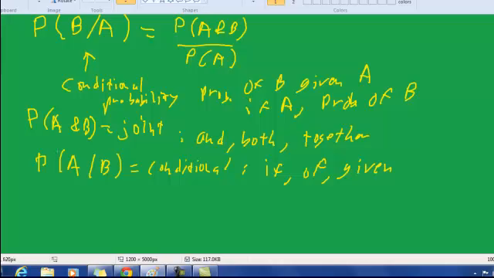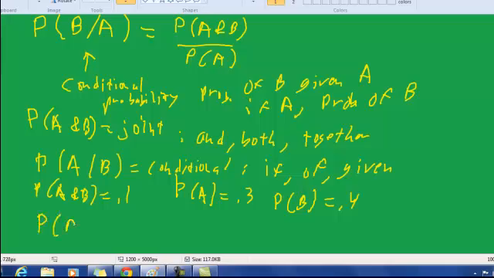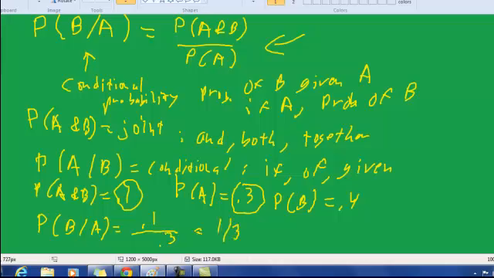So let's use our example. In our example, we said that the probability of A and B was 0.1, and the probability of A was 0.3. That's the probability they make the playoffs. The probability the coach is fired is 0.4. So the probability of B given A, using this definition, is the probability of A and B, which is 0.1, divided by the probability of A, which is 0.3, equal to 1/3. So if the team makes the playoffs, the coach has only a 33% chance of being fired.